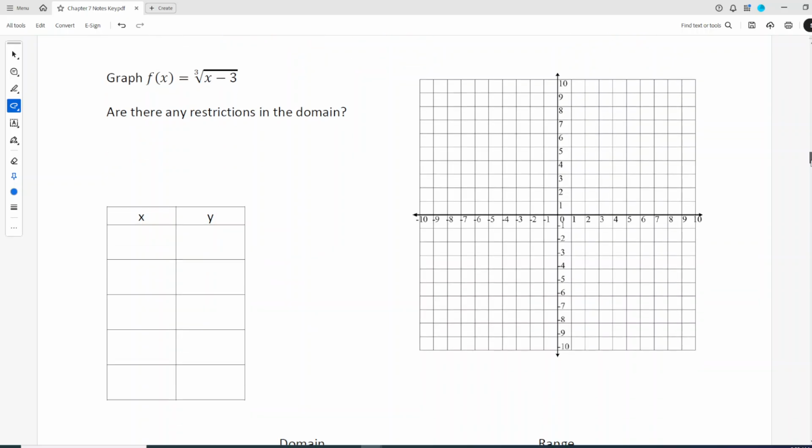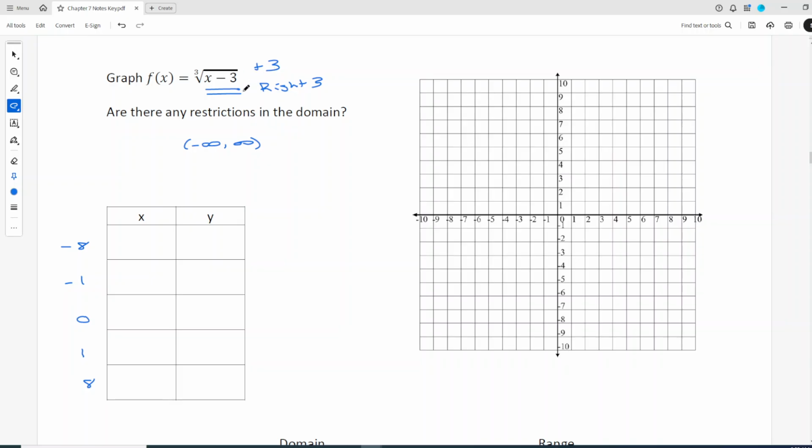So then I've just thrown in one more. What if the number was underneath the radical sign? Are there any restrictions in the domain? No. It's still negative infinity to infinity, but this is going to affect the x values I choose. Normally I pick negative 8, negative 1, 0, 1, 8, but this is going to make me add 3 to all of those x values. It's going to make the graph go right 3, and that is the hardest thing to explain.